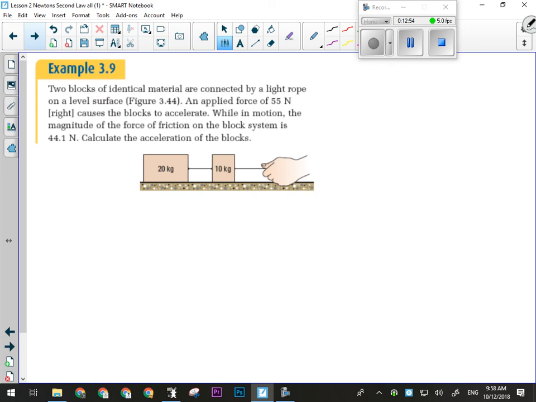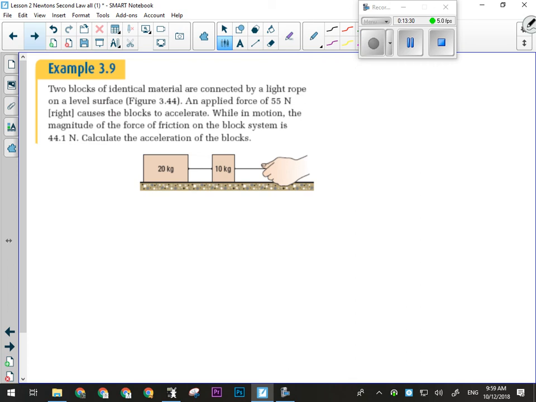Because whatever happens to those blocks, they have to accelerate at the same rate because they're connected. They're essentially just one object. I mean, there's 2 separate objects here. We can treat them separately, but they are part of a system that will move and accelerate at the same rate. That's what we have to remember about systems. All parts of the system have the same acceleration. The forces acting on the separate objects are different, but they contribute to this unified system acceleration.